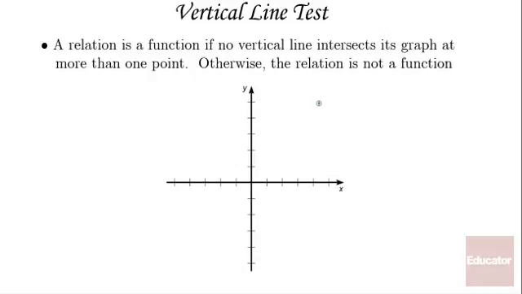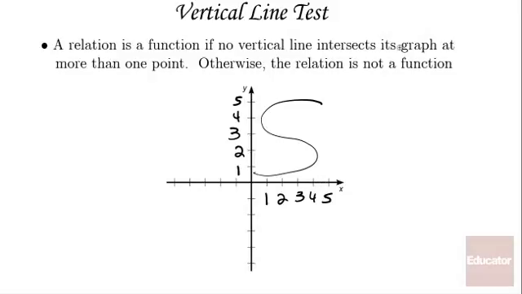To understand this, let's look at this curve. And we'll assign some values: 1, 2, 3, 4, 5 on each axis. Now, if this says a relation is a function if no vertical line intersects its graph at more than one point, can I find somewhere on here where a vertical line would intersect at more than one point? Yes, I can. If I drew a vertical line, actually at various places here, I can see that the vertical lines intersect the graph at more than one point.